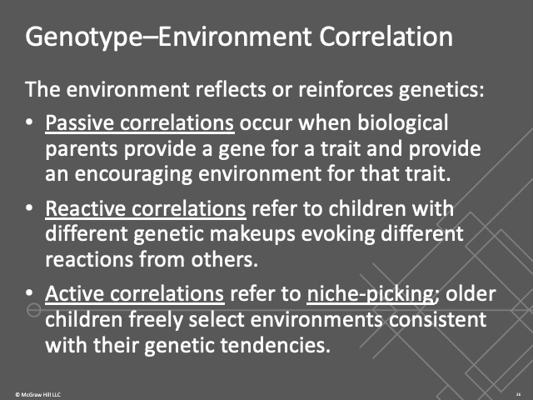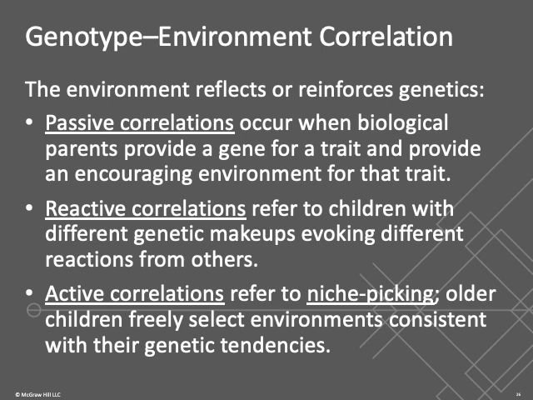Passive correlations occur when biological parents provide a gene for a trait and provide an encouraging environment for that trait. For example, if a parent was genetically predisposed to substance use, they might create an environment where substances are more readily accessible or normalize their use.